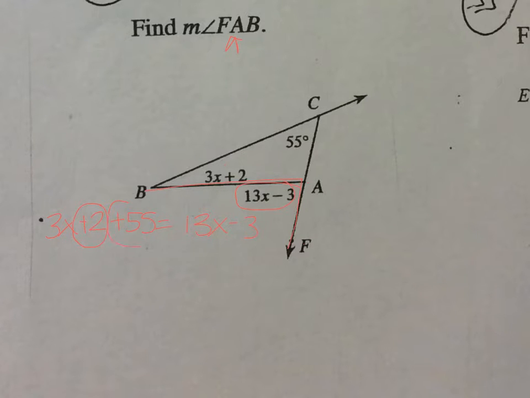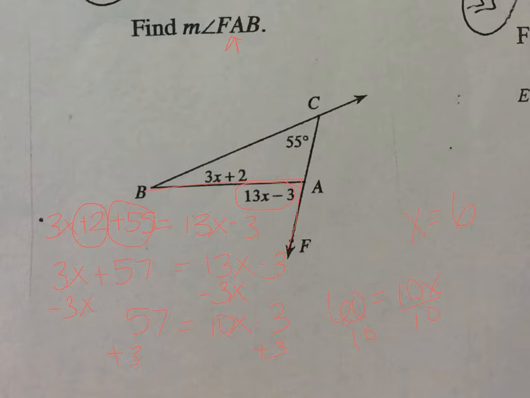And let's combine these on the same side of the equal sign. So we've got 3x plus 57 equals 13x minus 3. And we can move this 3x over. And then we can add 3 to both sides, giving us 60 is equal to 10x. Divide both sides by 10, and x is going to equal 6.